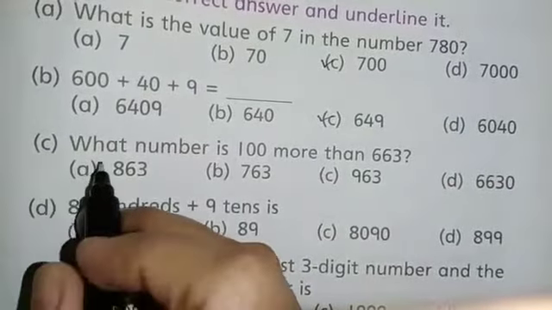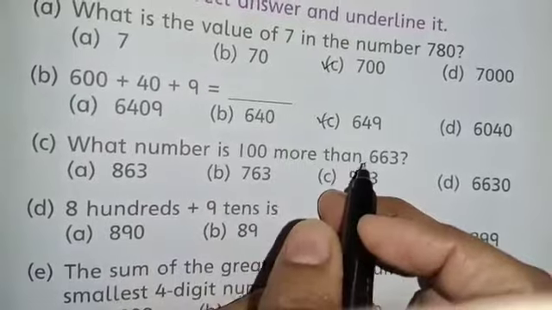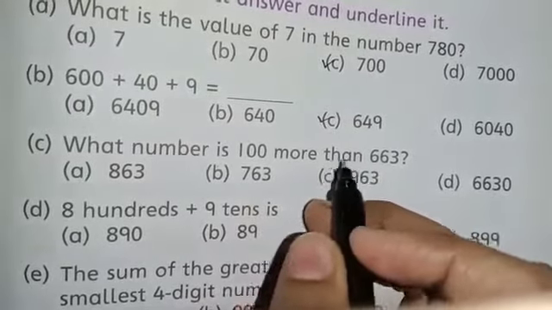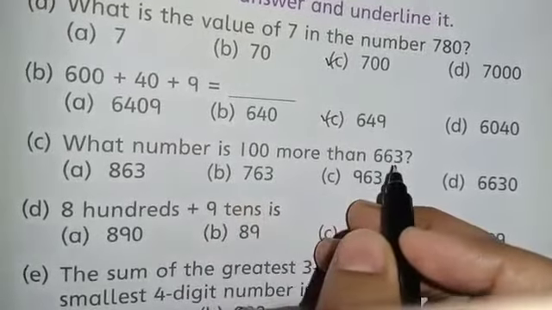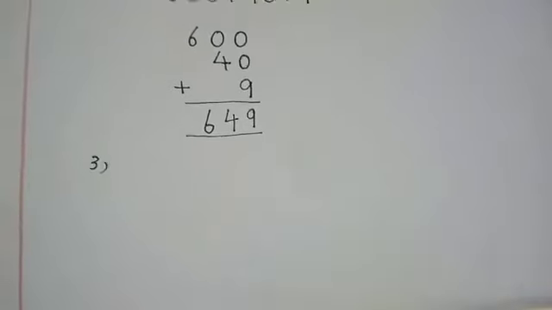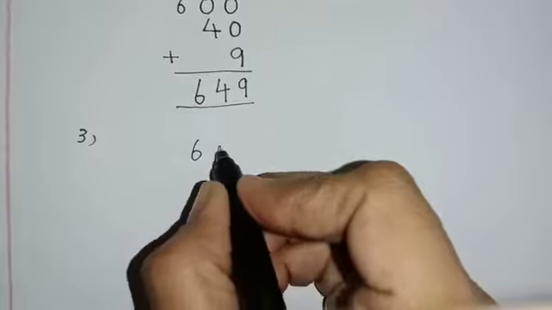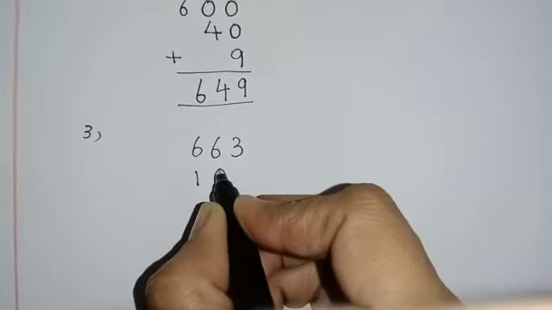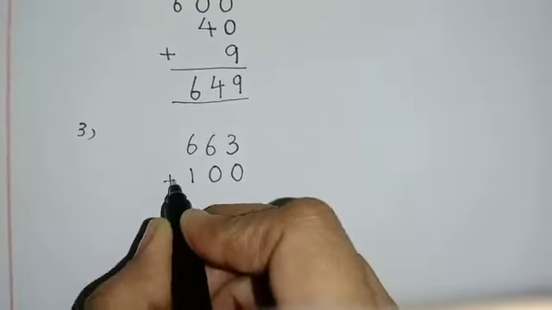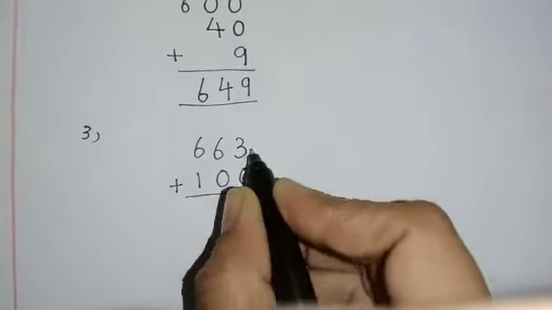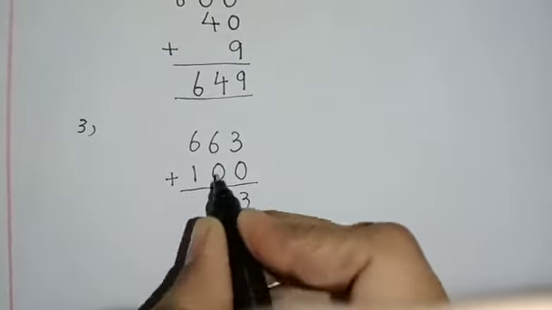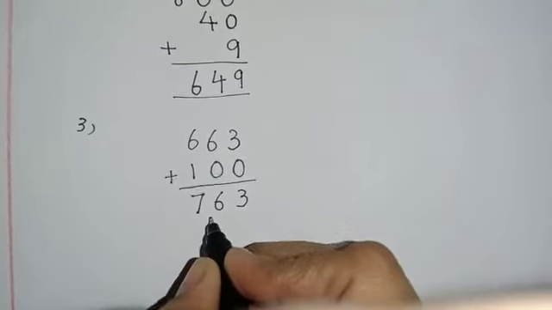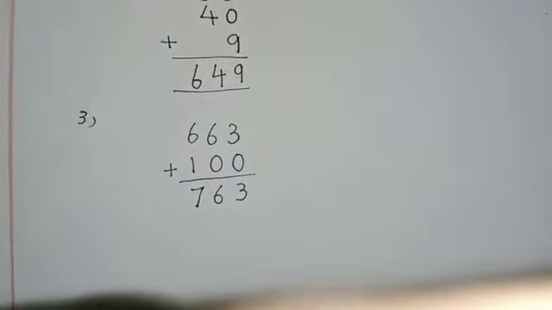Now C part is what number is 100 more than 663? 100 more than means we will add 100 in 663. Now we will add it. 3 plus 0 it's 3. 6 plus 0 it's 6. 6 plus 1 it's 7. So the answer is 763.